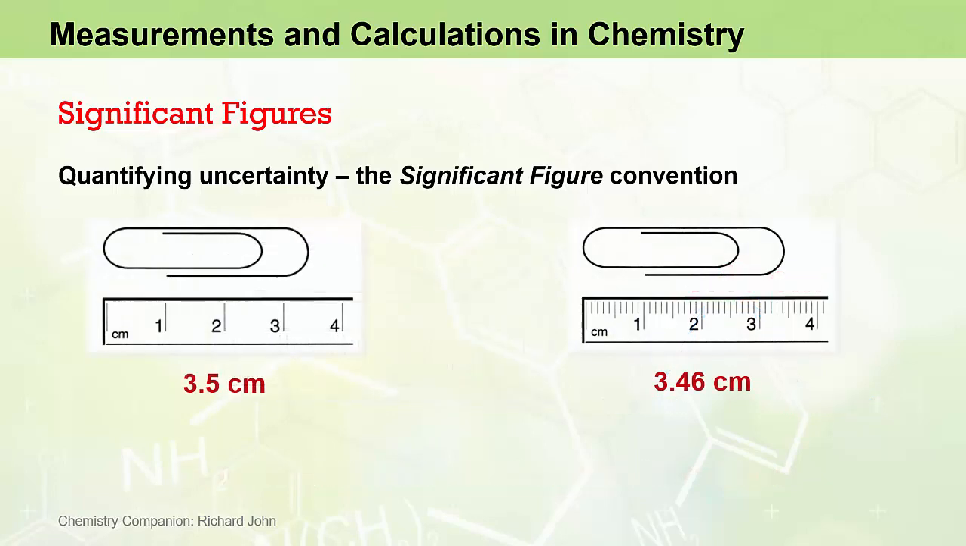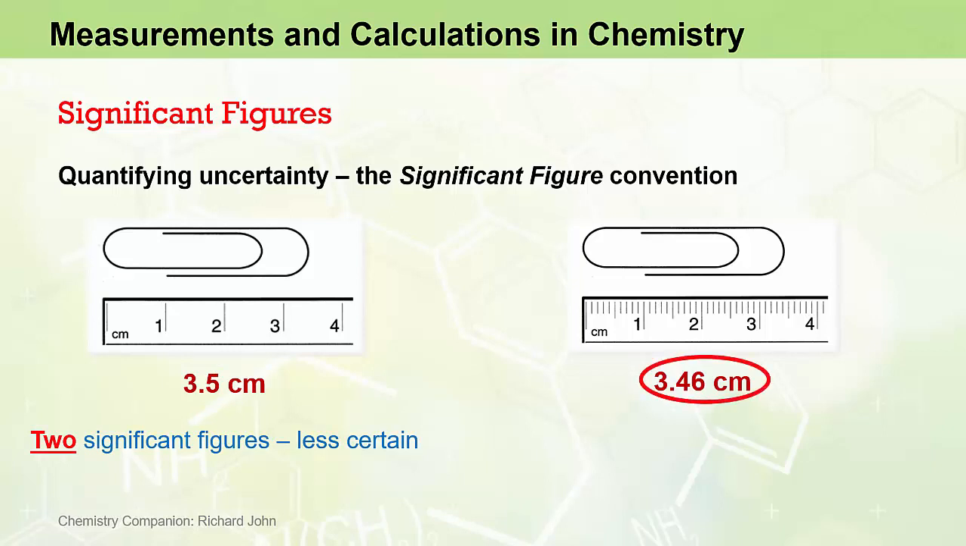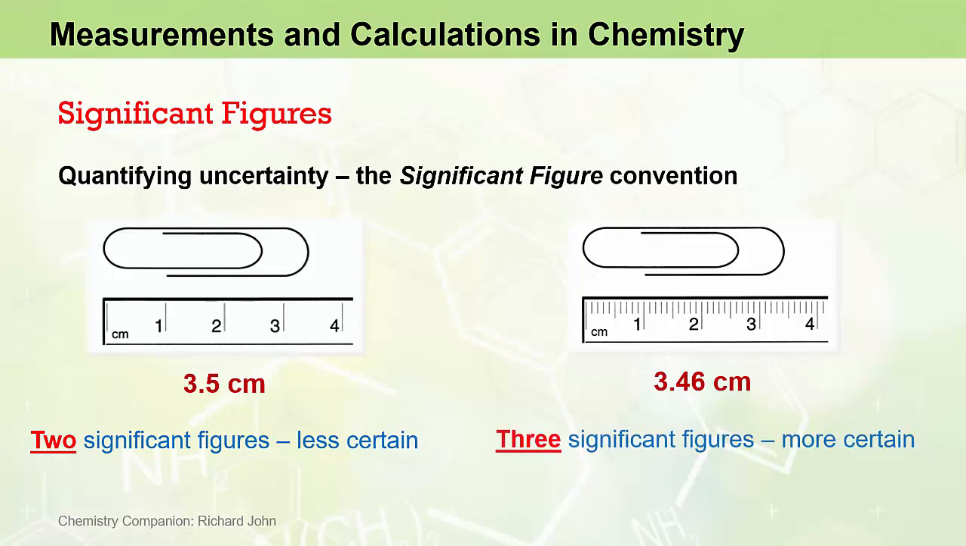So in this first scenario, we could only be certain of the figure 3, and we reported one uncertain figure, the 5, which we estimated. This measurement, 3.5 centimeters, is said to have 2 significant figures, and is less certain than the measurement on the right, which has 3 significant figures.